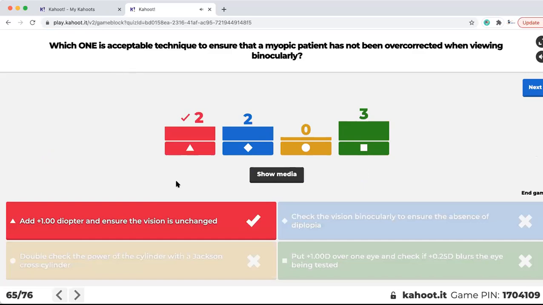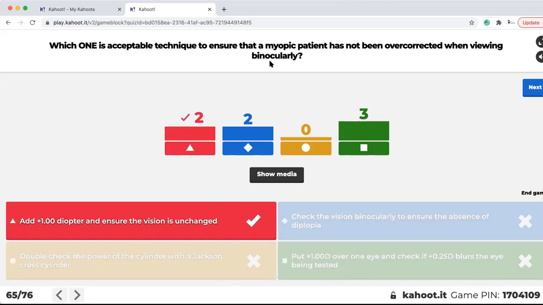Okay, as I expected, you are confused between the two options A and D. So let me first exclude the easy options and come to the confusing ones. The question is the acceptable technique to ensure a myopic patient hasn't been overcorrected when viewing binocularly. The patient is now looking with both eyes, and we want to know that he is not overcorrected. The easy, acceptable way to do this is to check if the patient is accommodating or not.